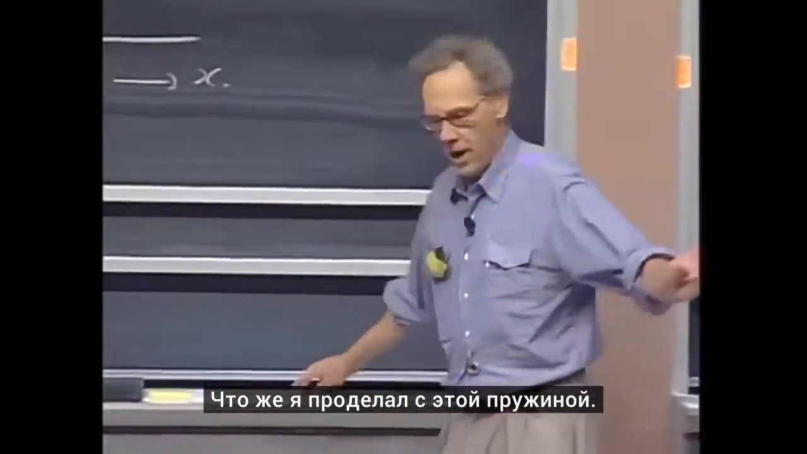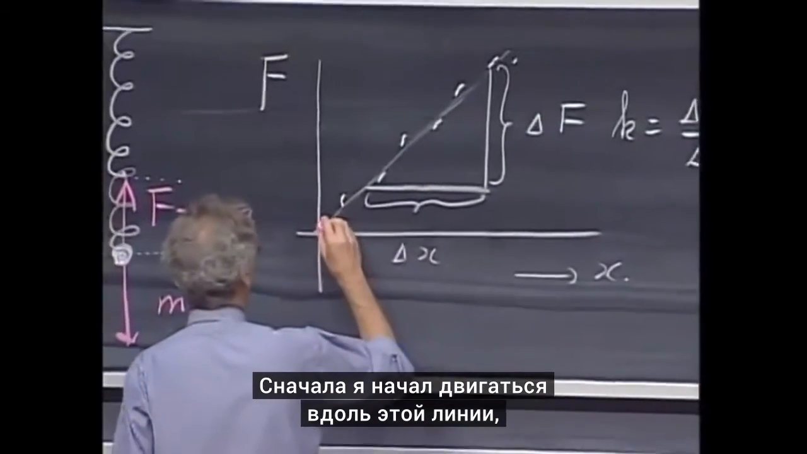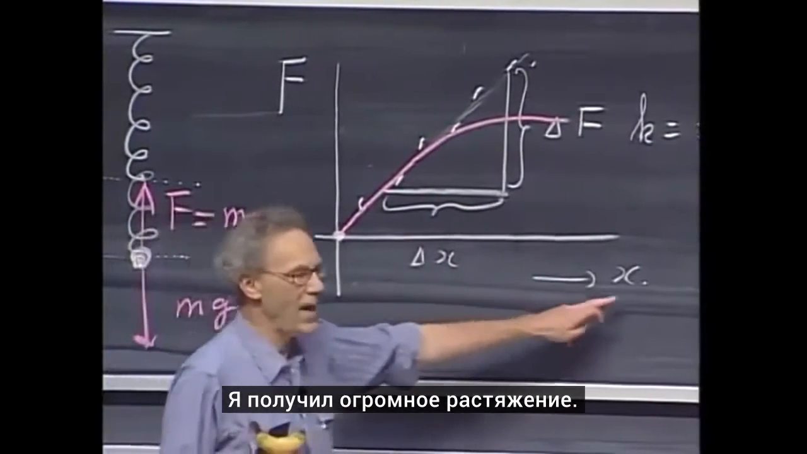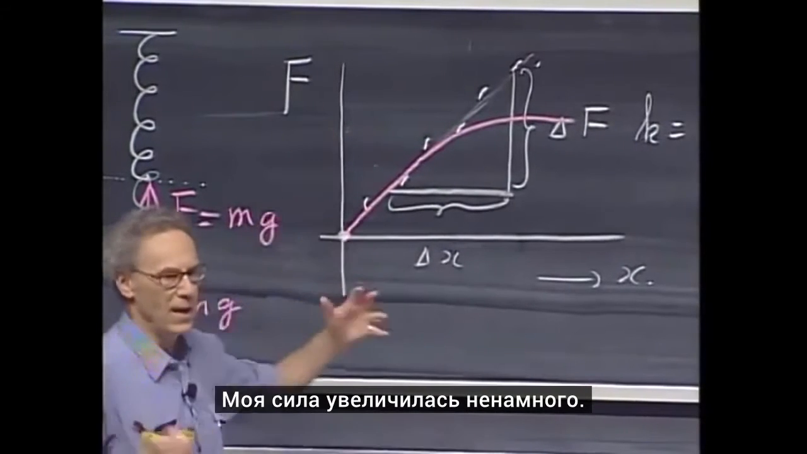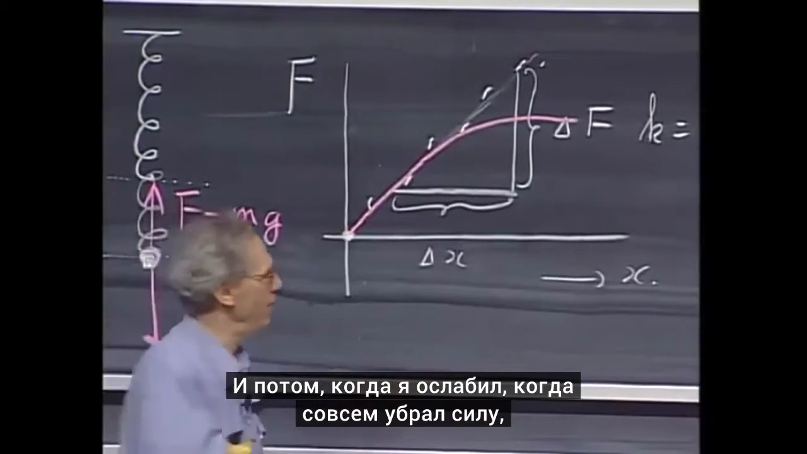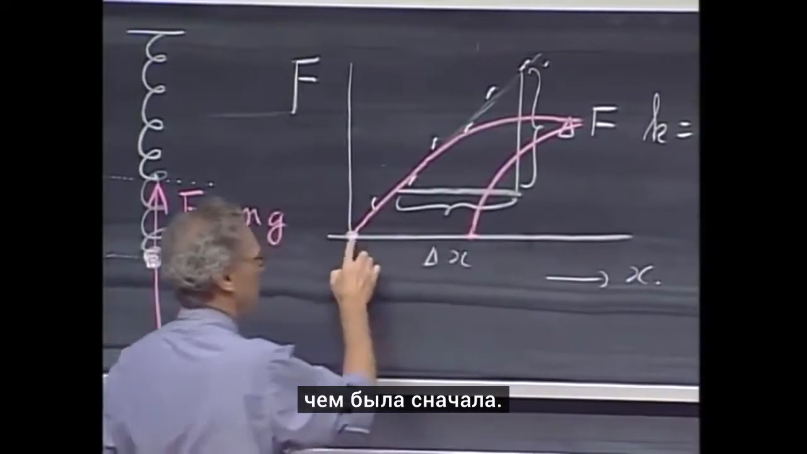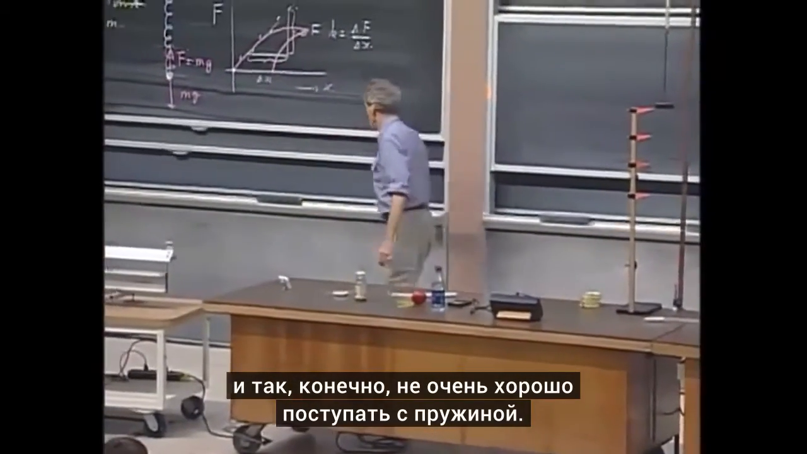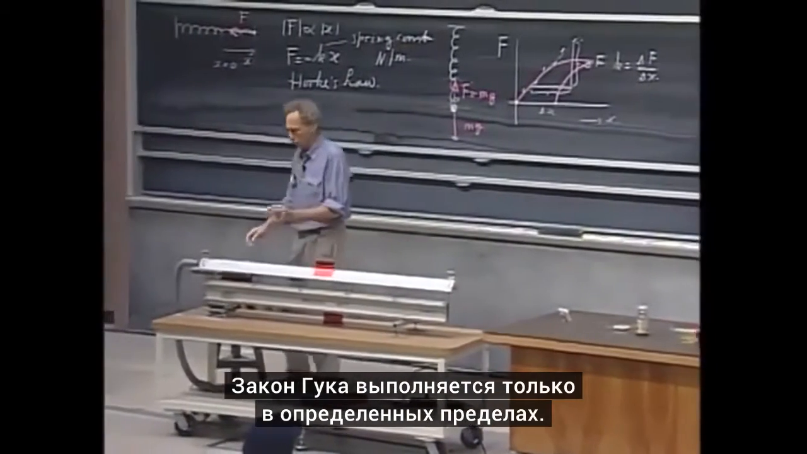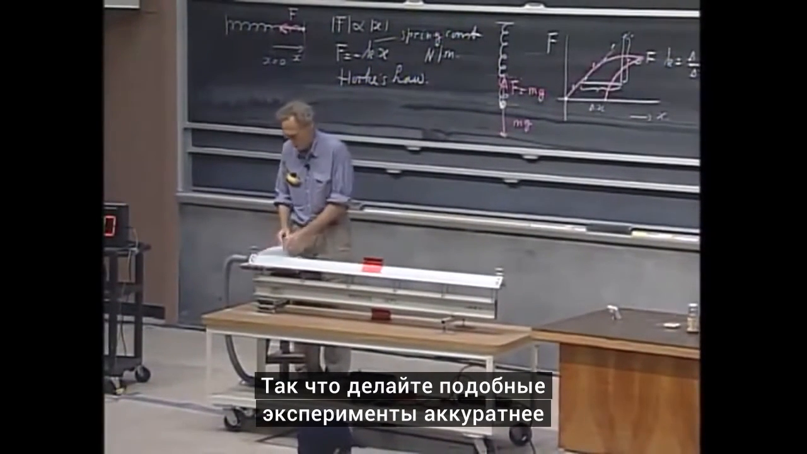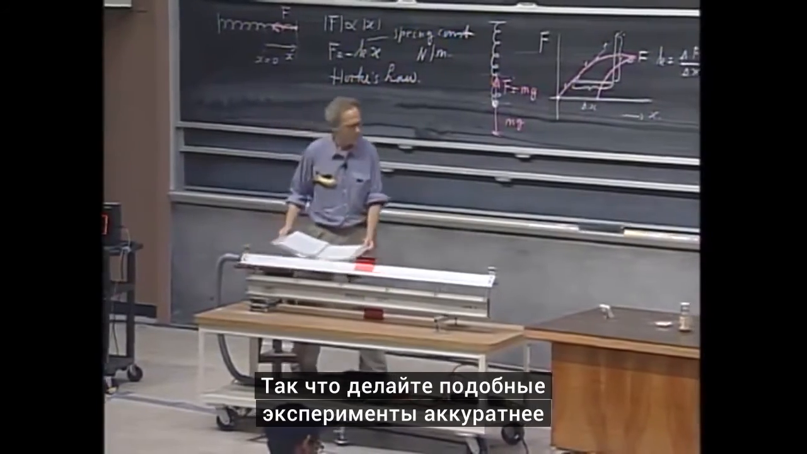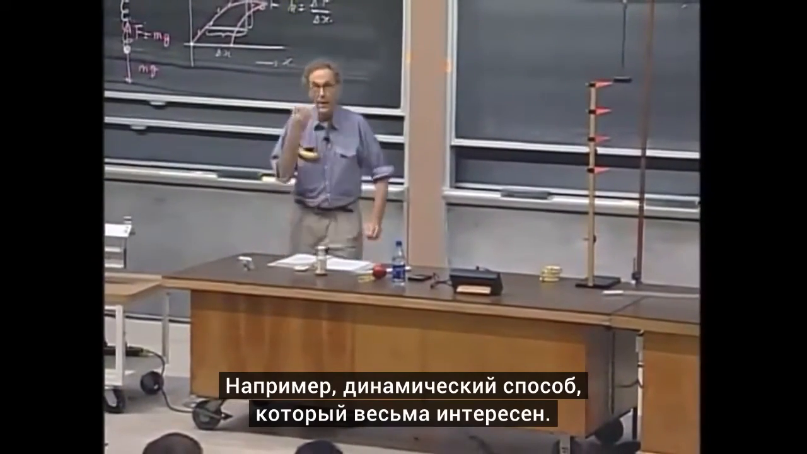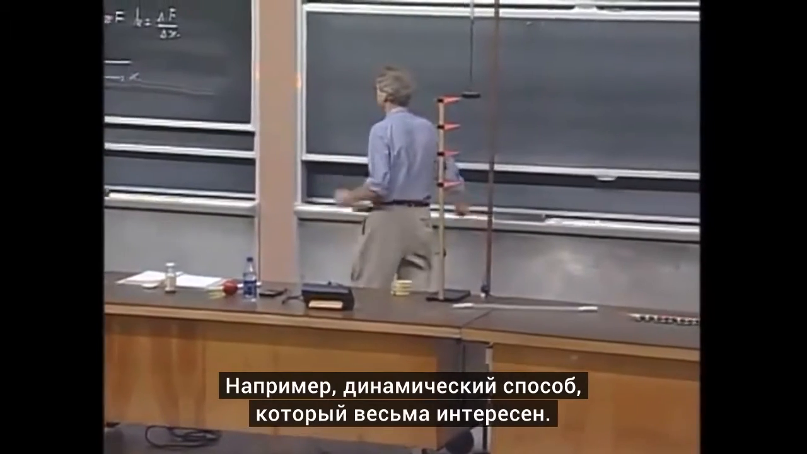What I have done now with that spring, probably in the beginning, I went up along this straight line, and then something like this must have happened. I got a huge extension. My force did not increase very much. And then when I relaxed, when I took my force off, the spring was longer at the end than it was at the beginning. So I have a net extension which will always be there. And that's not very nice, of course, to do that to a spring. So Hooke's law holds only within certain limitations. You have to obey a certain amount of discipline. There are ways that you can also measure the spring constant in a dynamic way, which is actually very interesting.